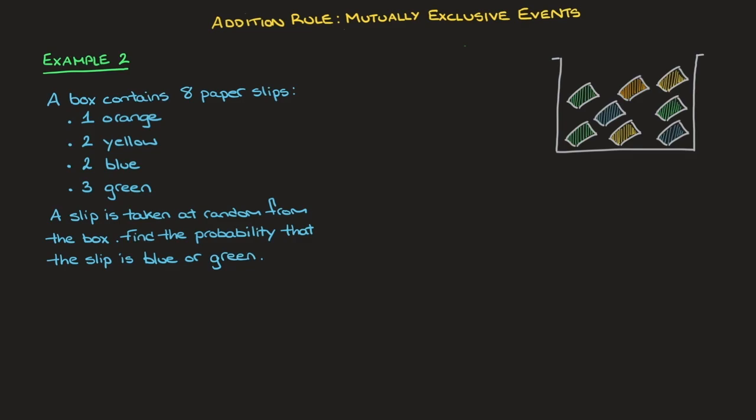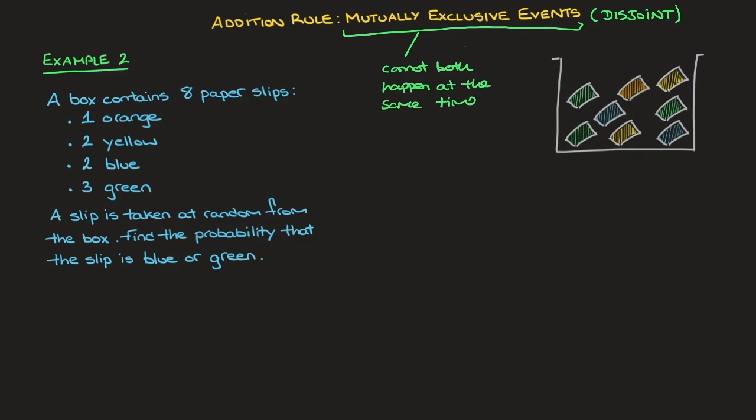Now, another name for mutually exclusive events is disjoint events. Disjoint. There we go. And we say that events are mutually exclusive when they cannot both occur at the same time. So I'll just write that. That's cannot both occur, or cannot both happen. Happen, all right. Cannot both happen at the same time.